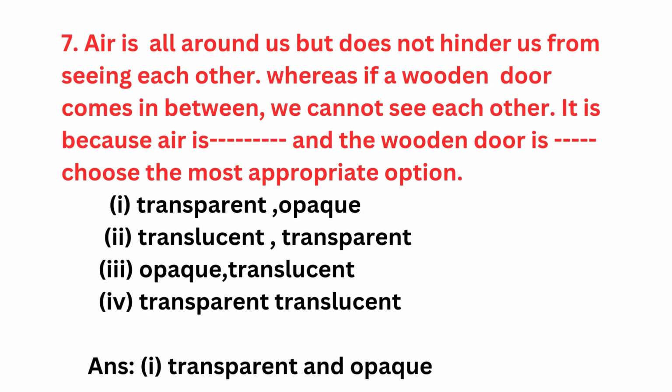Question number 7. Air is all around us but does not hinder us from seeing each other. Whereas, if a wooden door comes in between, we cannot see each other. It is because air is dash and the wooden door is dash. Choose the most appropriate option. Options are given. First option is transparent, opaque. Second option is translucent, transparent. Third one is opaque, translucent. Fourth one is transparent and translucent. The correct option is the first one, transparent and opaque. Air is transparent and the wooden door is opaque is the correct answer.